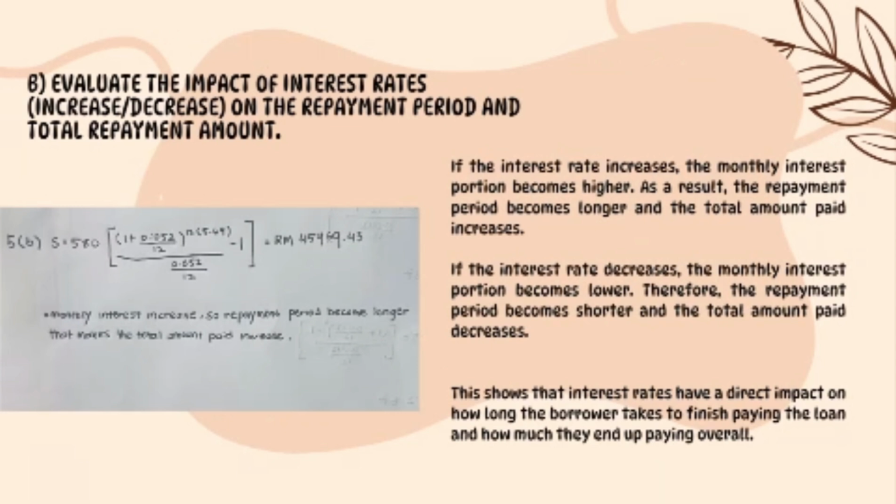For question 5B, evaluate the impact of interest rate increase and decrease on the repayment period and total repayment amount. So we have our answer in 5A. After we calculate, we found out that the payment amount is increased. So monthly interest increases, so the repayment period becomes longer, that makes the total amount paid increase.